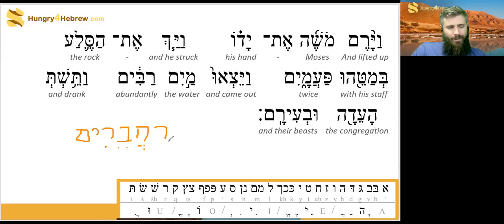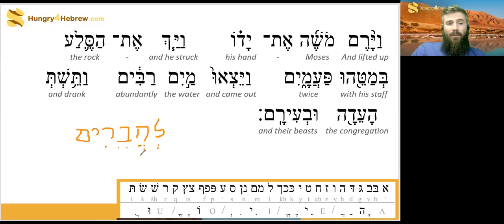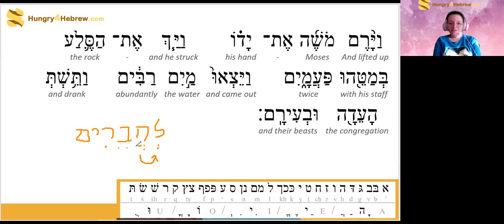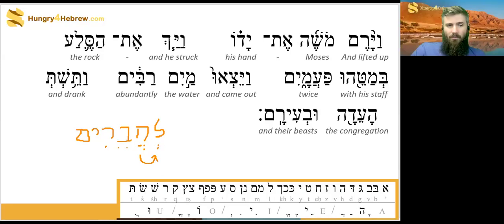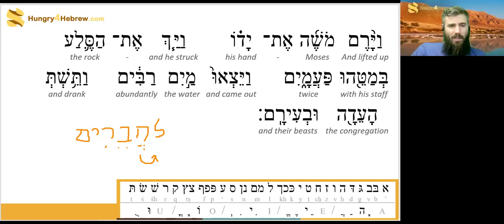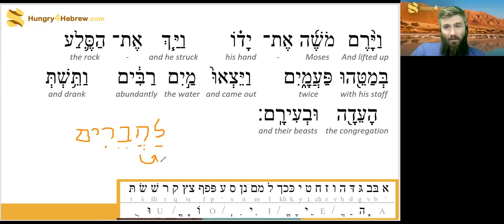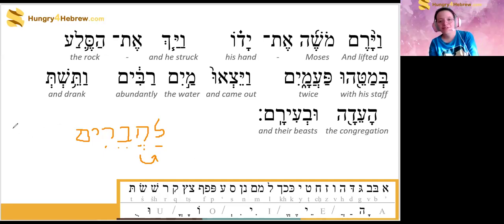We're going to add something to friends. We can't have two reduced vowels. So what does this become? Vowel harmonization. Well, that's a patach over there, so this will become a patach. Vowel harmonization is where you take a reduced vowel and then make a short vowel in front of it. So lacha, instead of li, it becomes lacha.